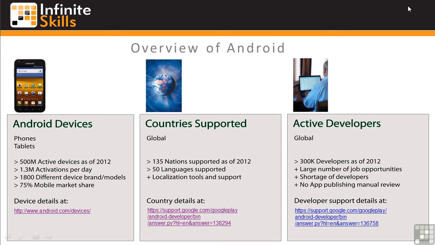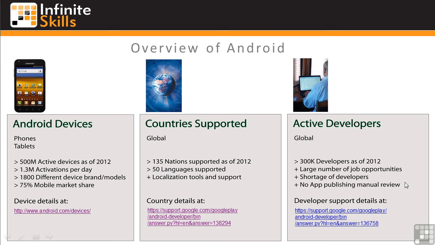Now let's look at the network of developers around the world. As of 2012, there are over 300,000 developers. There's a large number of job opportunities. In fact, as I mentioned previously, there's a shortage of developers in many markets. And on the Android market, there's no app publishing manual review. In other words, when you submit your finished app for publishing on Google Play, no one manually reviews it.